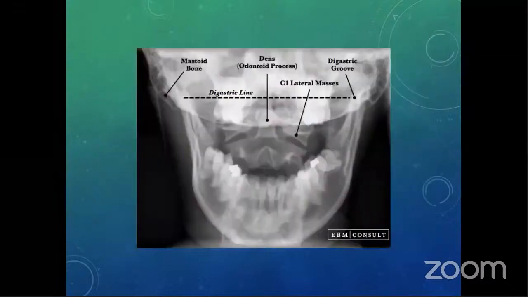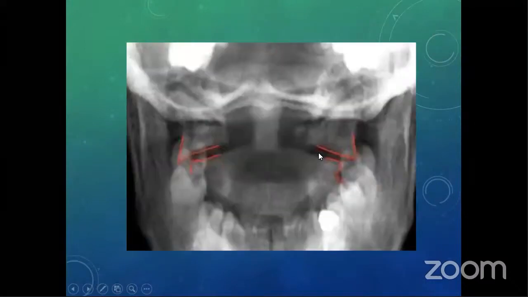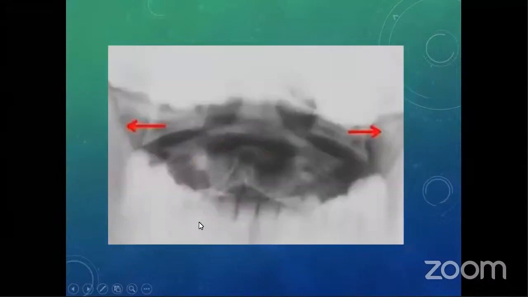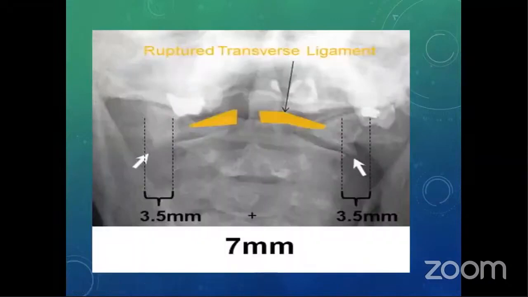This is an X-ray film, open mouth view, dens view. Here you can see that this is the dens process, and these are the lateral masses of the first atlas vertebra and the underlying axis vertebra. So there is lateral overhang of the atlas. This X-ray also shows the outward displacement of the fragments of the atlas vertebra, and this is the axis. So this is the method by which we can measure the lateral overhangs, and it possibly indicates rupture of the transverse ligament.